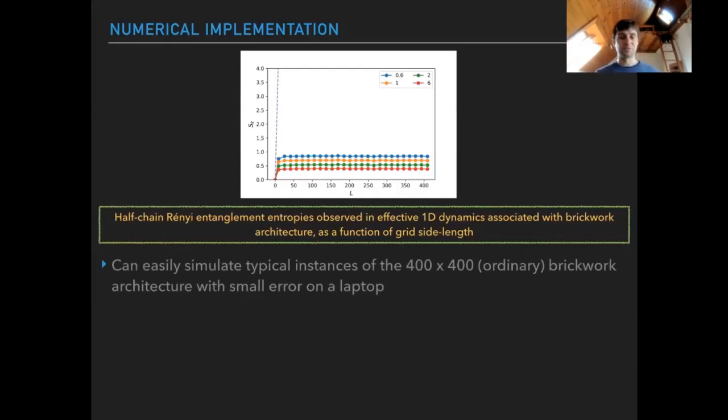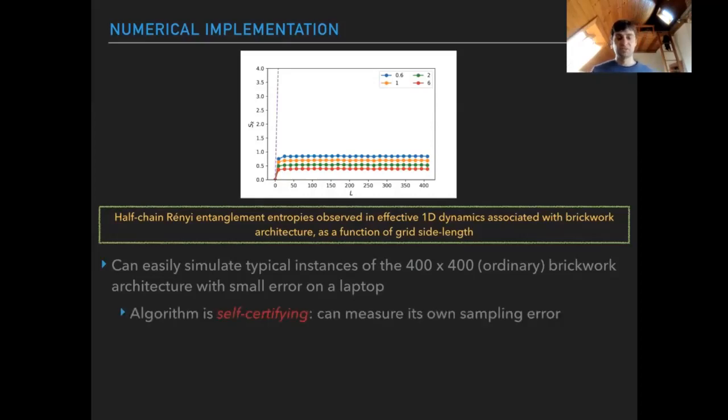So getting a little bit more specific, focusing on the brickwork architecture, we simulated sizes up to 400 by 400. And I should note that this brickwork architecture of size 400 by 400 is classically intractable using previously known circuit simulation algorithms that we're aware of. And we were able to do this on a laptop with small simulation error.